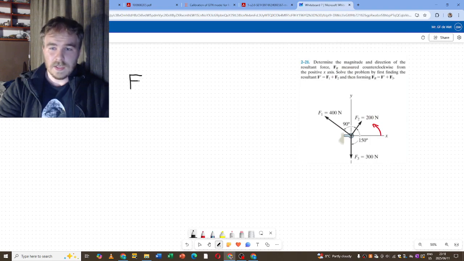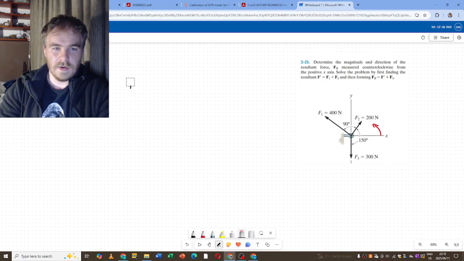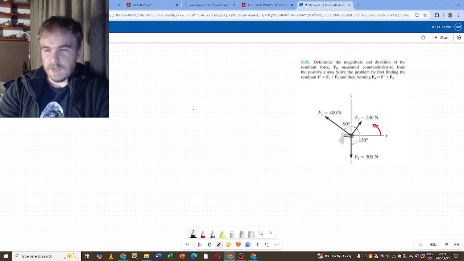So then it's F1, and I'll just make something at the top just to indicate that that's a vector. And F1 is 400 newtons. Oh, but it's a nasty direction and the angles are hectic. All right. First, let's make our own free body diagram then.